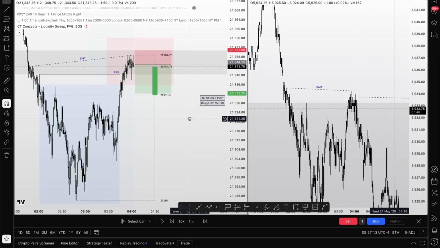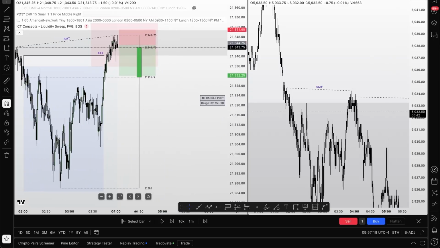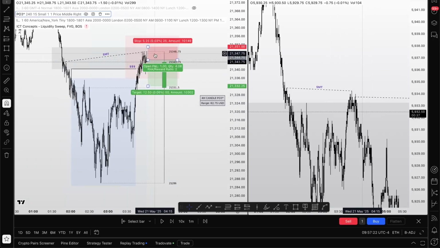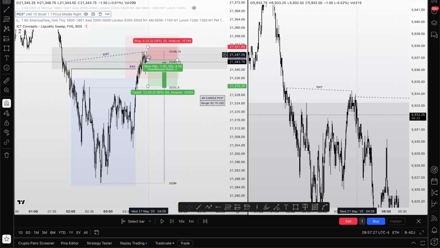So it's safe and it knows that if we want to capture the whole move, we'll not get stopped out or break even or whatever. So yeah, we've got the accumulation, manipulation, and distribution. What I also like to see is a liquidity sweep. So we've got a liquidity sweep here into the 15-minute fair value gap.